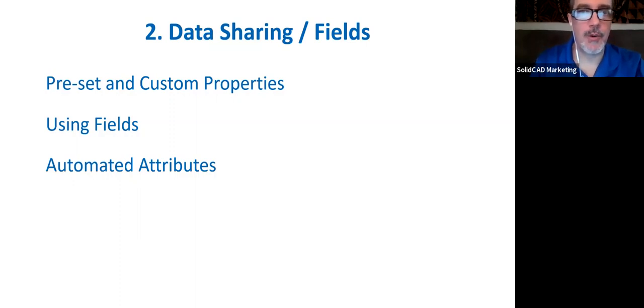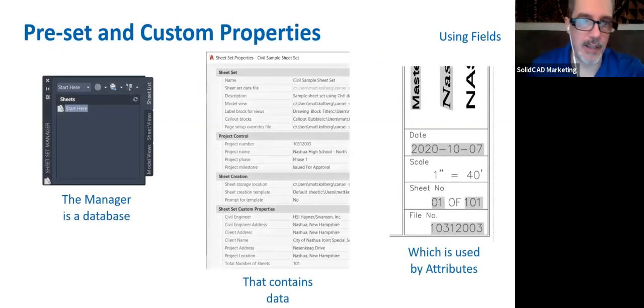So step number 2, or phase number 2 in your Sheet Set Manager implementation is data sharing and fields. We'll talk about fields that are preset. We'll talk about properties that are custom. We use those fields in our title block and we'll automate some attributes. So preset and custom properties.